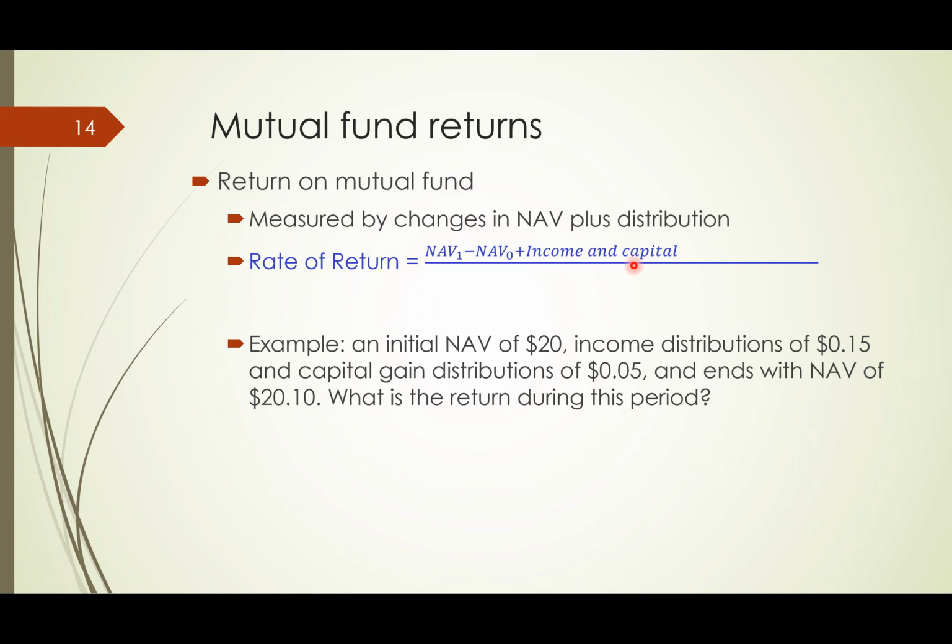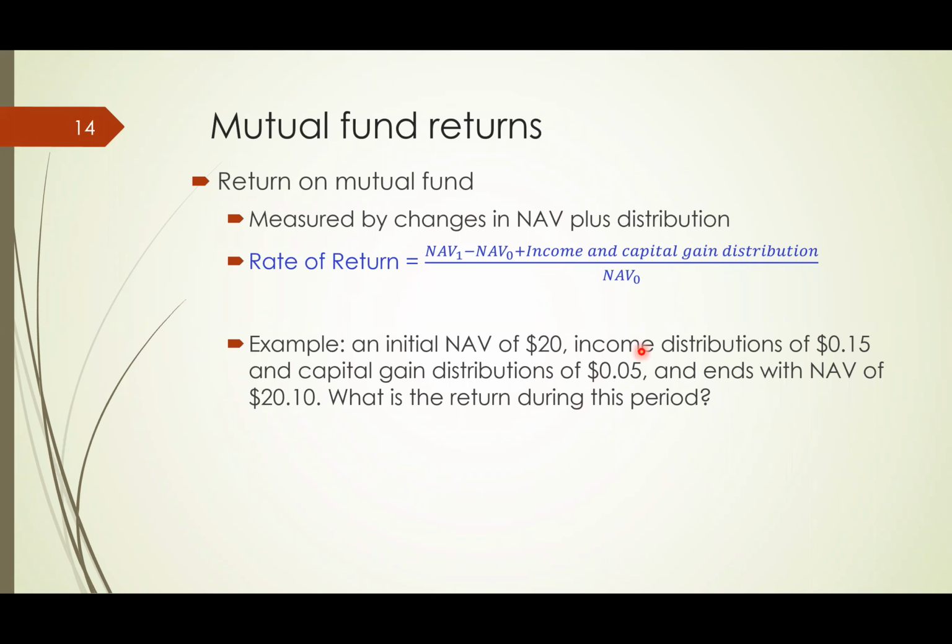The distribution comes from capital gains and income can come from dividends. And mutual funds are required to distribute 90% of their capital gains and income to the shareholders at year end. So that tells the net income, the net profit to investors, divided by the initial net asset value. That's the reported rate of return during the period by the mutual fund.